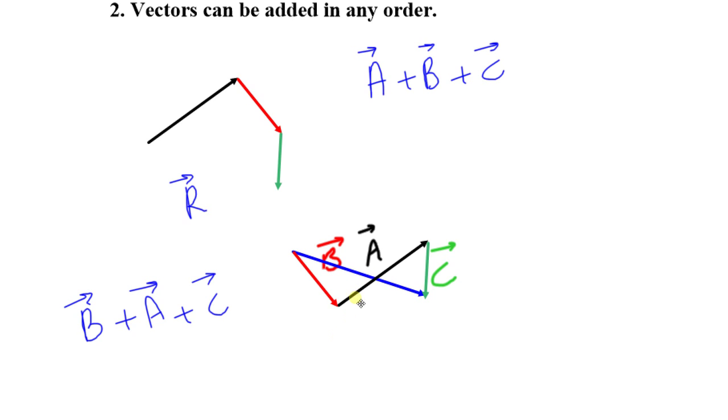So what does this tell us? It tells us that the resultant here and here is the same. Therefore, adding vectors is completely independent of the order of the vectors. Okay? This is for the second property.